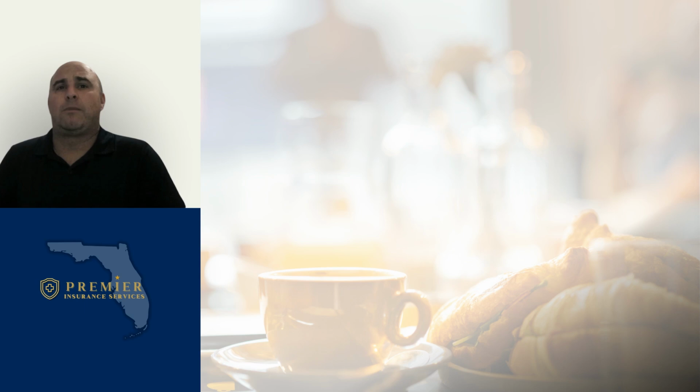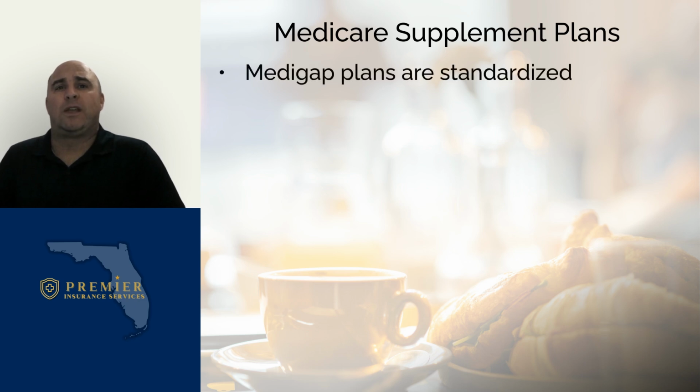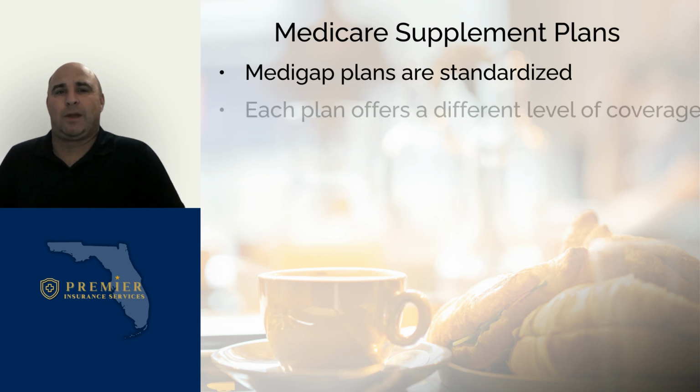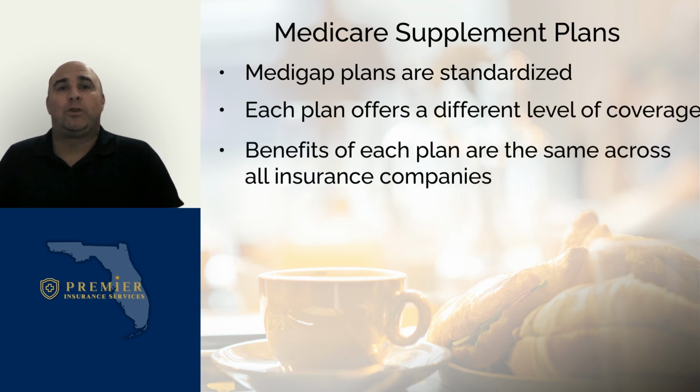Now we are going to talk about Medicare Supplement plans, also known as Medigap, which are insurance policies sold by private companies designed to cover the gaps in original Medicare Parts A and B. These plans help pay for out-of-pocket costs that Medicare doesn't cover, such as co-payments, co-insurance, and deductibles. Key points about Medigap plans. Medigap plans are standardized and labeled with letters A, B, C, D, F, G, K, L, M, and N.